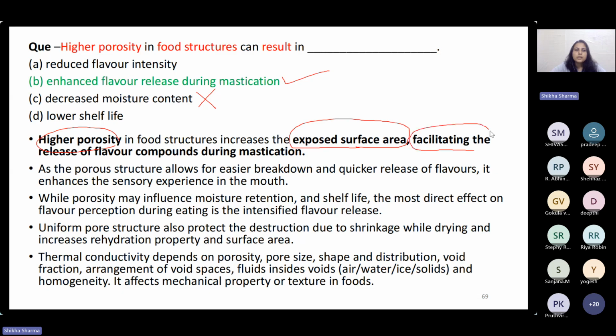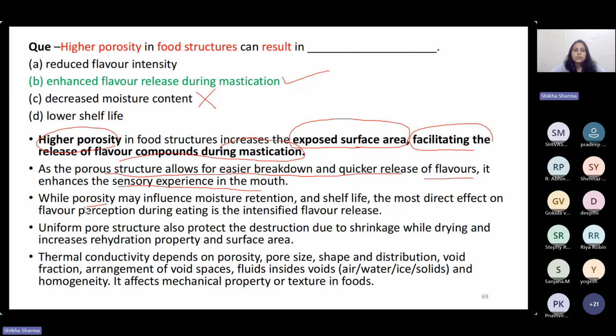So what happens? It will facilitate the release of the flavor compounds during mastication. When there is a porous structure, there will be easy breakdown and quicker release of the flavors from the food product, which enhances the sensory experience in the mouth.